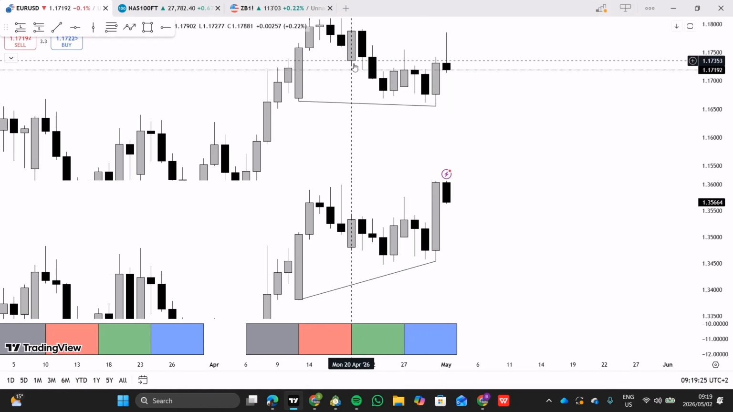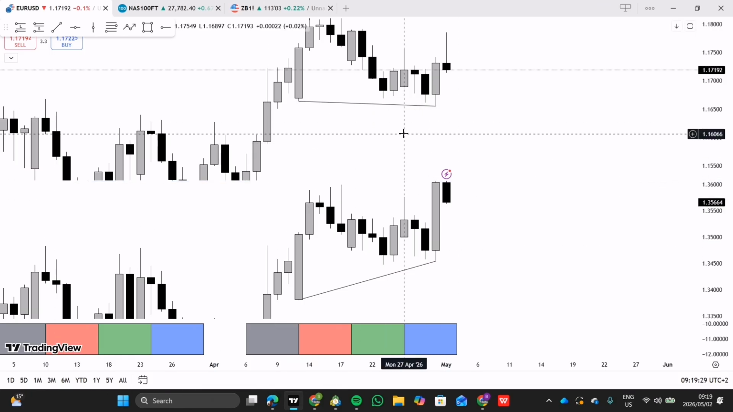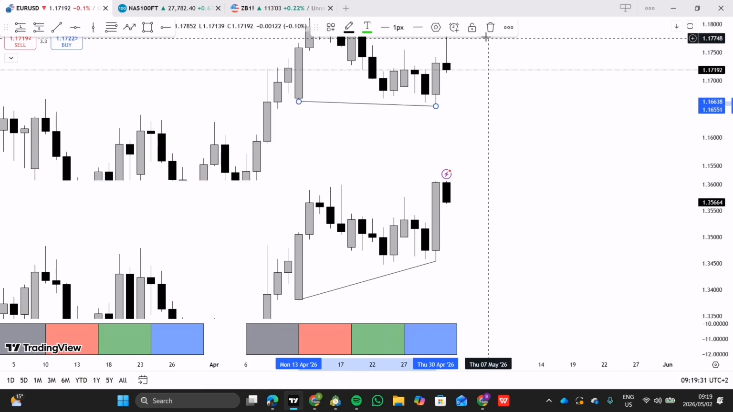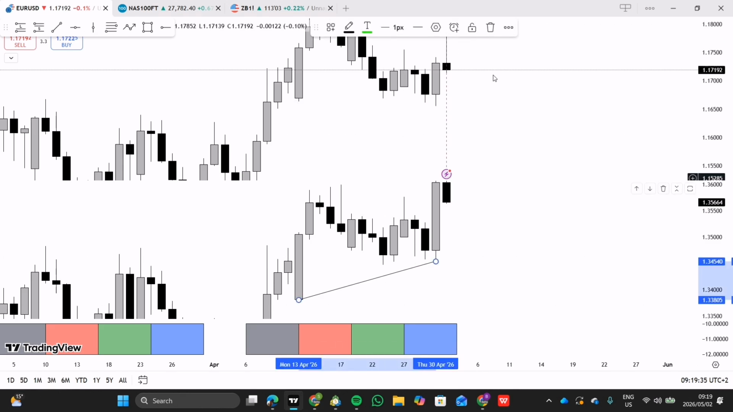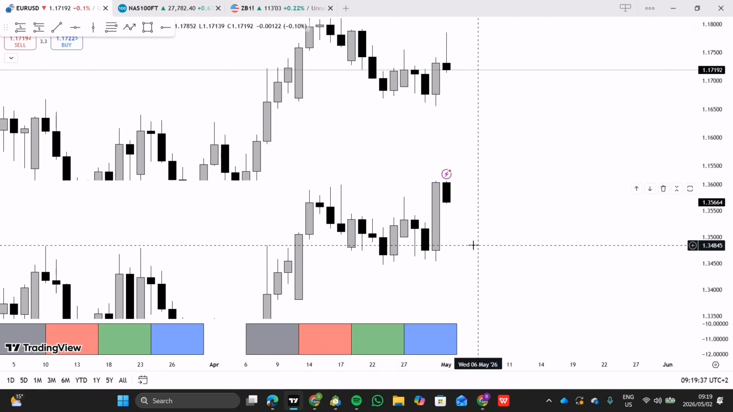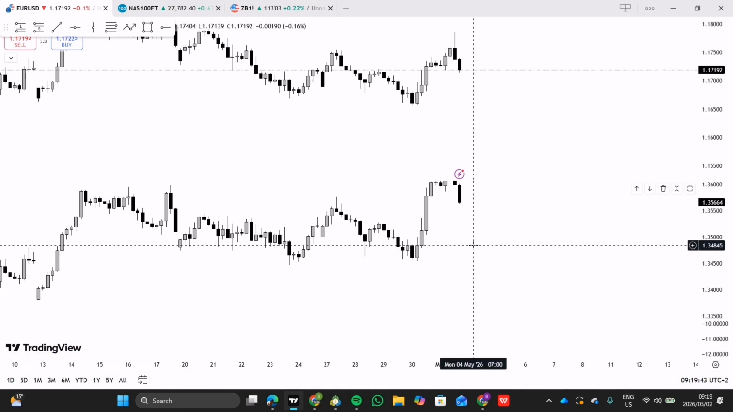So on the daily time frame we had SMT over here. I can go ahead and delete this because I want to take my focus on the monthly. On the monthly, we know that we need to go on our 4-hour time frame.